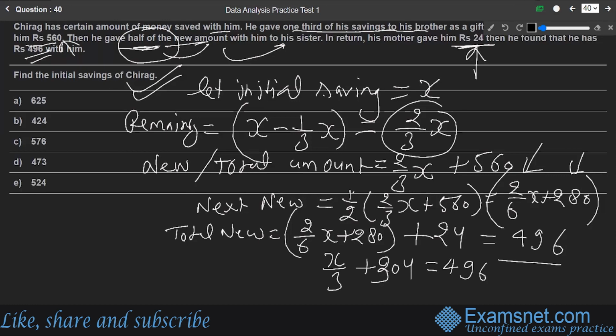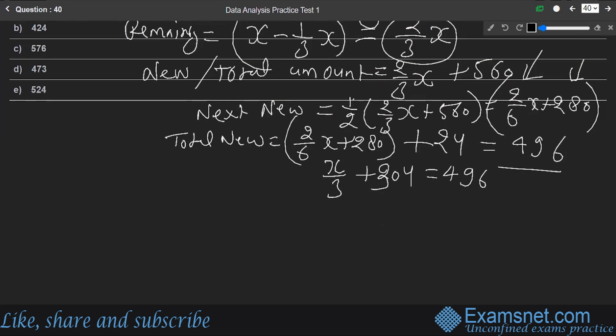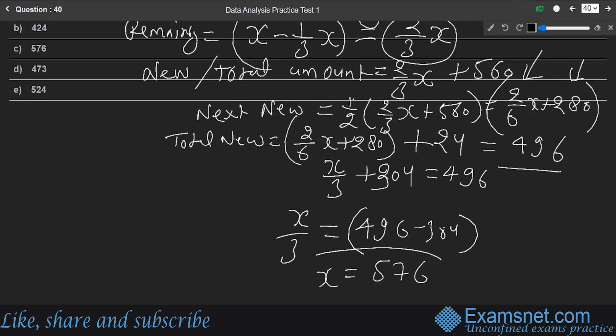Now if we solve for X, how much do we get? It is clearly going to be X by 3 is equal to 496 minus 304. So X by 3 is going to be 192, and the X value will be 3 times all this, and that comes out to be rupees 576. The X value is coming out to be 576.